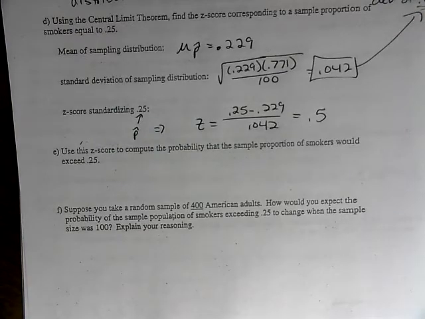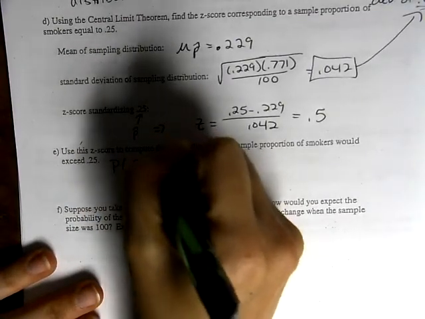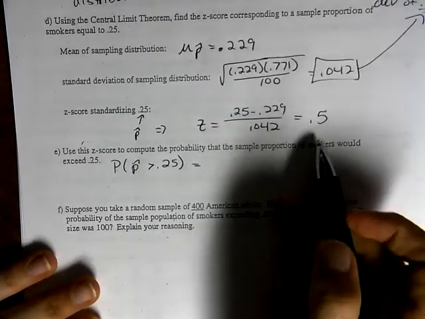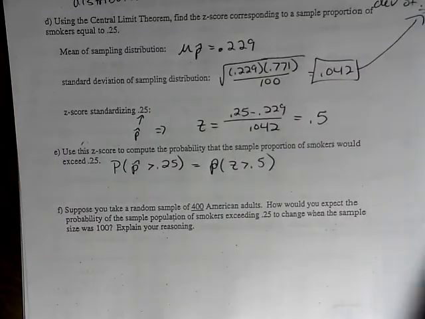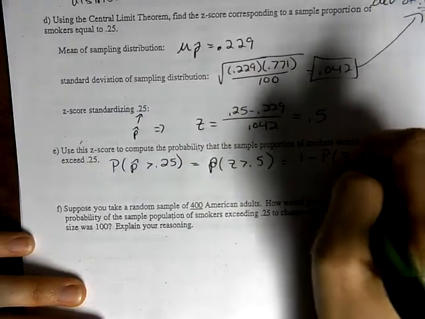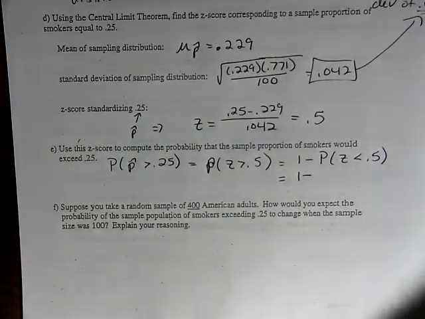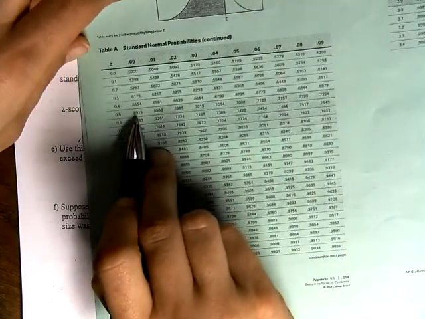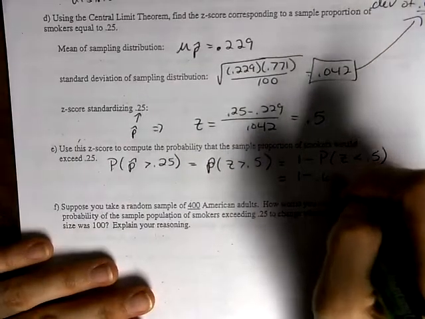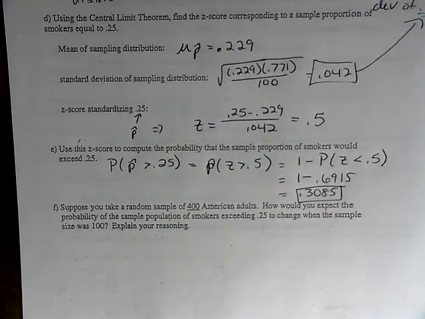Now use this z-score to compute the probability that the sample proportion of smokers would exceed 0.25. So we're finding the probability that p hat is greater than 0.25. I already found my z-score. I want to find the probability that z is greater than 0.5. Remember, anytime we're doing a greater than, I'm going to do 1 minus the probability z is less than 0.5. So on my formula sheet, I'm going to go to 0.5, 0.6915, so 0.3085. So about a 30% chance that I get a sample proportion of smokers greater than 0.25.